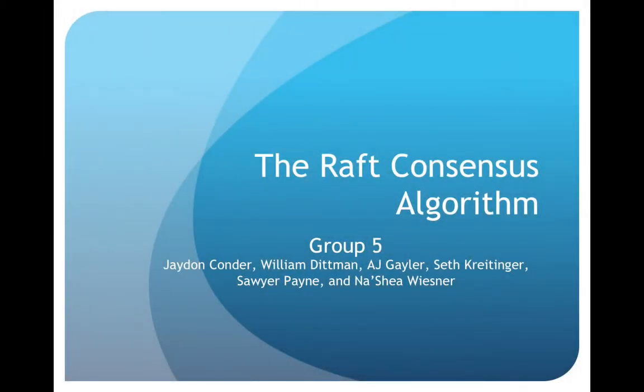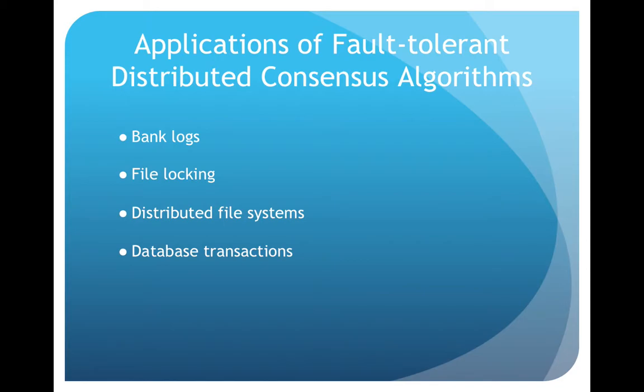Group 5 chose to explore the Raft consensus algorithm and compare it to two of its alternative consensus-forming algorithms. A consensus-forming algorithm is an algorithm that can coordinate a series of machines in a network in order to form a unified log of the state of the network. These distributed consensus algorithms have a wide breadth of applications that encompass everything from bank logs to distributed file systems.